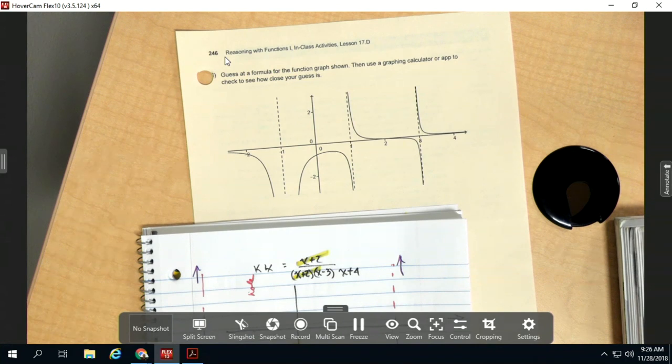Make the function, just like I did here. K of x, start with the function. In other words, we made the graph from the function. Start with the graph and make the function.